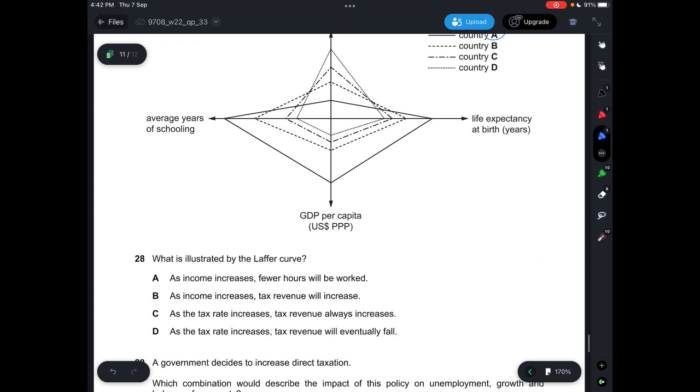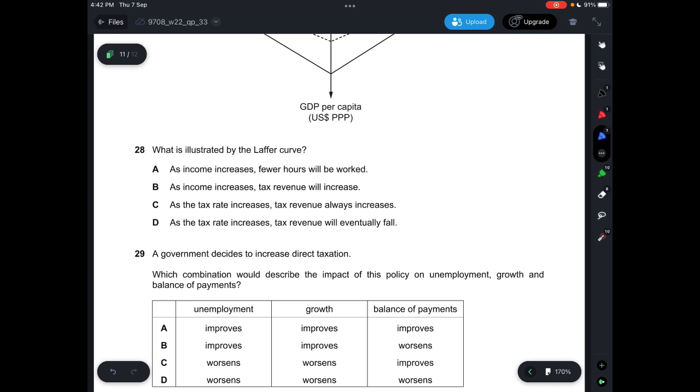So answer is A. Question 28, one is illustrated by a Laffer curve. Laffer curve is basically about the tax revenue. So 28A, it says as income increases, fewer hours will be worked, which is incorrect. B, it says as income increases, tax revenue will increase, which is not correct, because Laffer curve is about tax rate and tax revenue. And C, as the tax rate increases, tax revenue always increases, which is not correct.